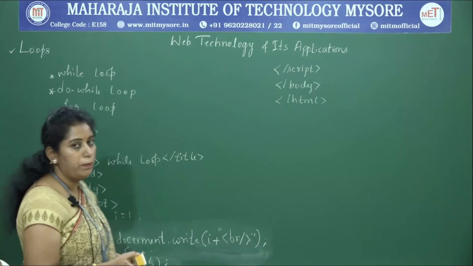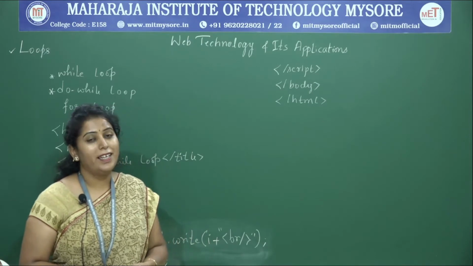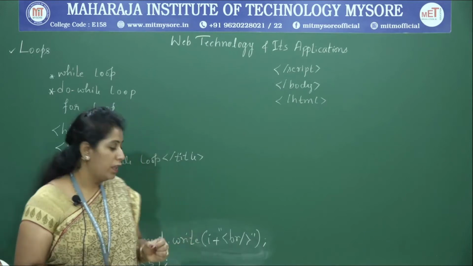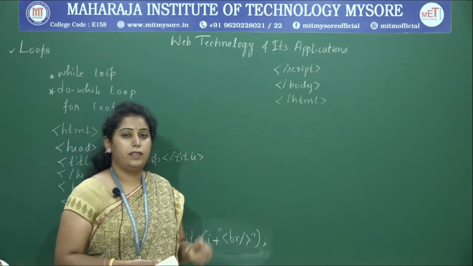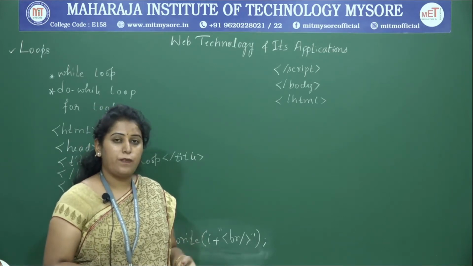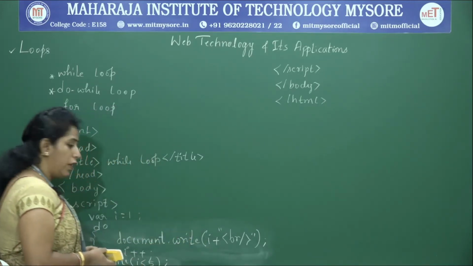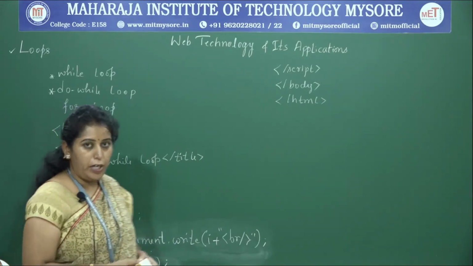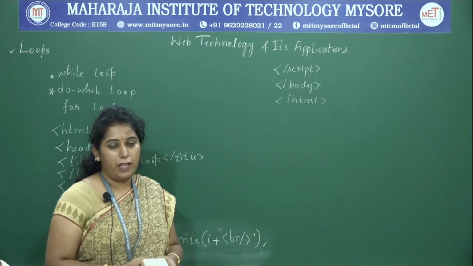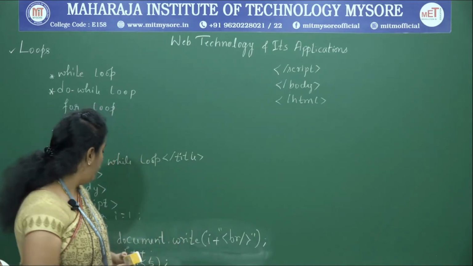Next is the for loop. What do you mean by a for loop? Using a for loop, a set of statements can be executed repeatedly, a finite number of times. In the for loop, we specify how many times the body of the loop has to be executed. So that's why a for loop is used. If we know in advance how many times the statements must be executed, then we can prefer to use a for loop.